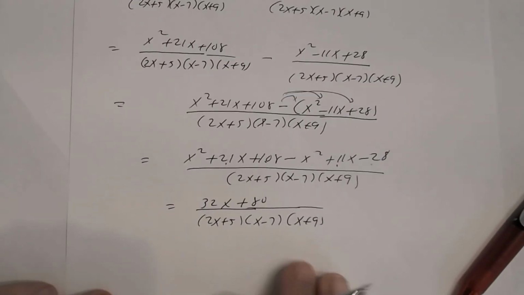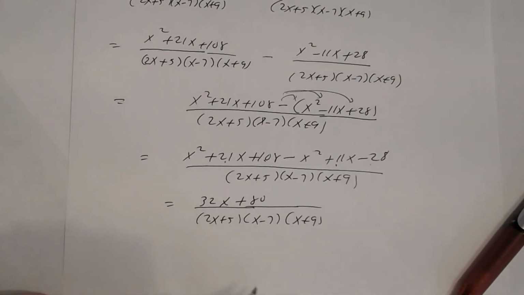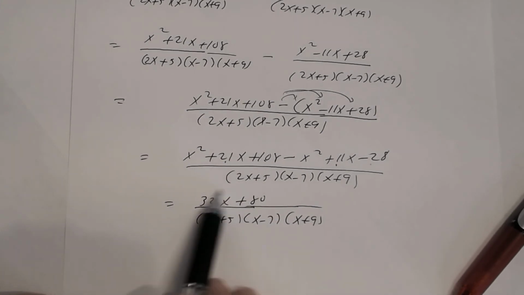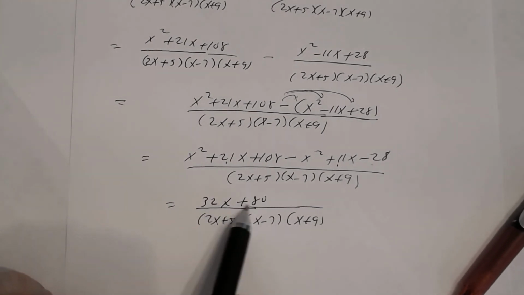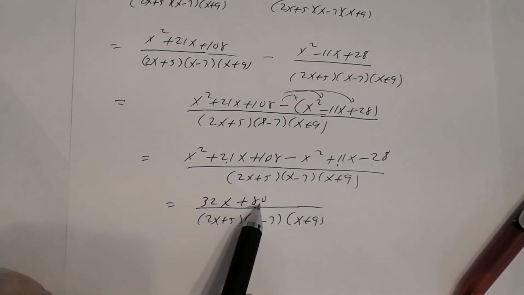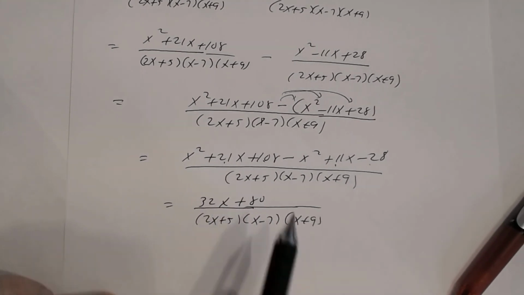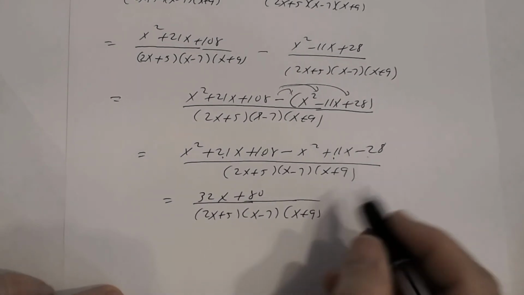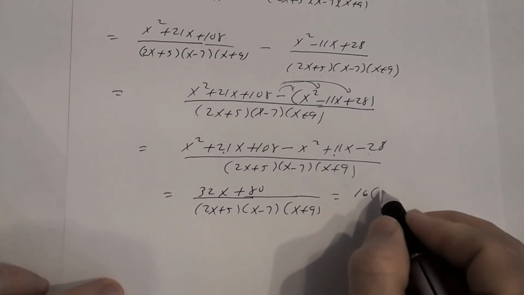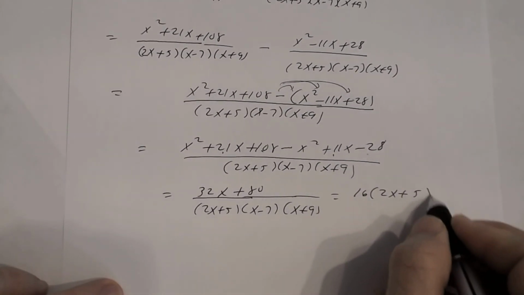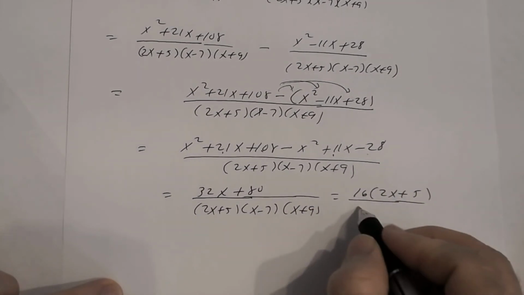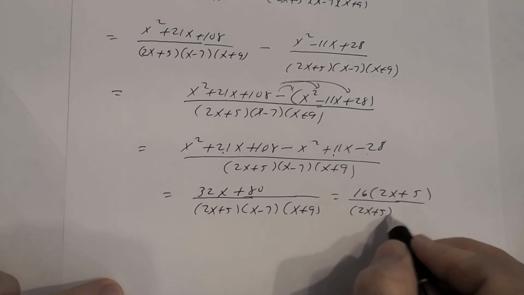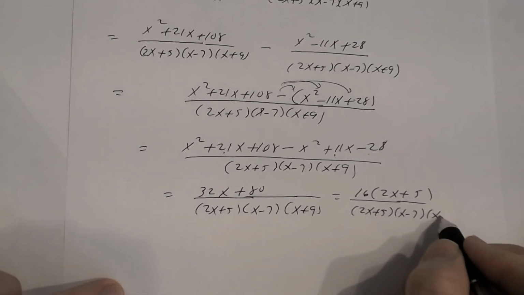Okay, now once you're at that point, remember you have to simplify this. So the question is, can I factor the numerator? It looks like they both have a GCF of 16. So let's factor out a 16 from the numerator. So I get 16 times 2x plus 5, right? 16 times 5 is 80. Divided by the LCD, 2x plus 5, x minus 7, x plus 9.